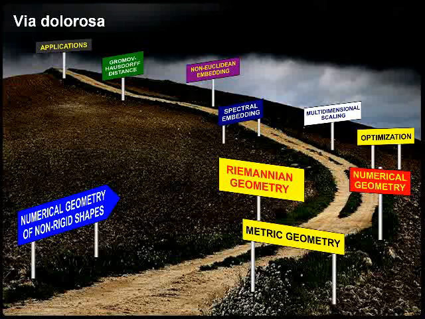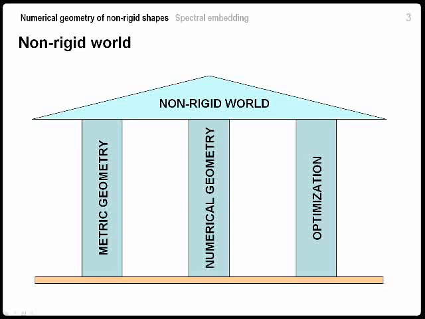As I mentioned in the introduction, this course is about common denominators. It's maybe not a single common denominator, but actually 3 pillars on which our non-rigid world stands. The first pillar is metric geometry. This is the theory, the model of our shapes. Numerical geometry is the practical implementation, something that allows us to represent these models in practice, something that can be represented using a computer. Finally, optimization is something that allows us to make computations, something that allowed us, for example, to compute distances between shapes or compute correspondences.